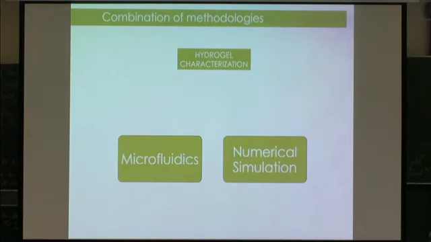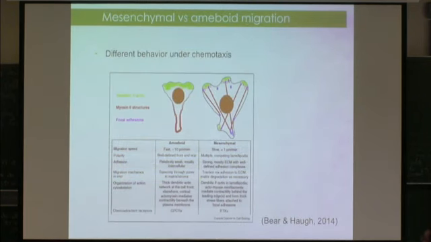For that, we are going to characterize these hydrogels, and we are going to combine microfluidics to apply a controlled chemical gradient, and also numerical simulation to fit the experiments with the simulation. Of course, we have to take into account, as we have seen here, that two main kinds of migration can occur, amoeboid or mesenchymal, and most of the results that I'm going to show correspond to mesenchymal cell migration.